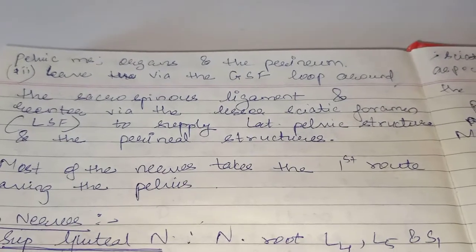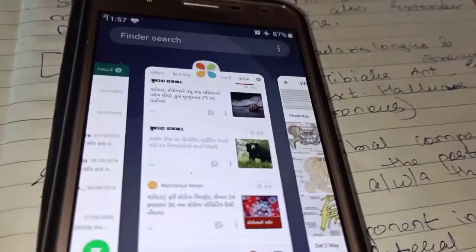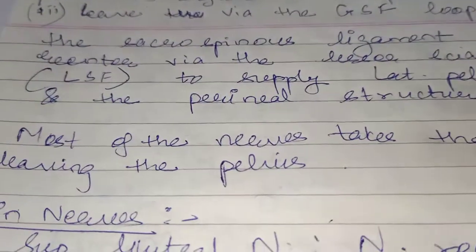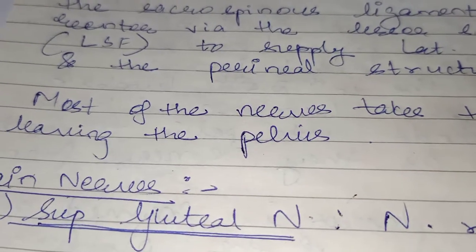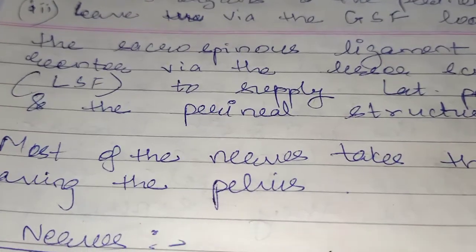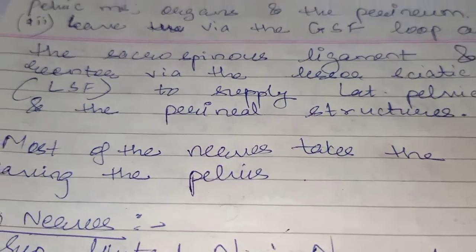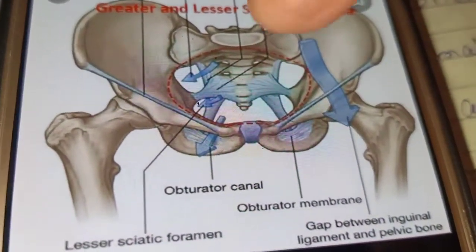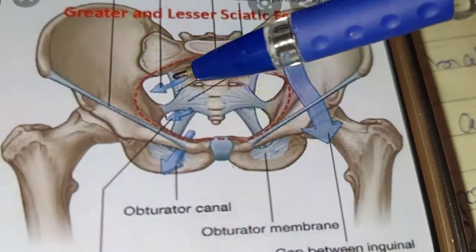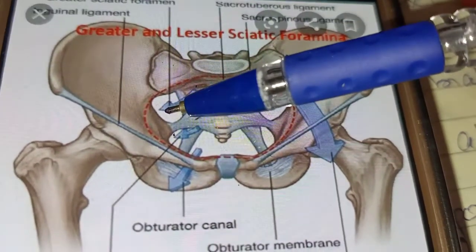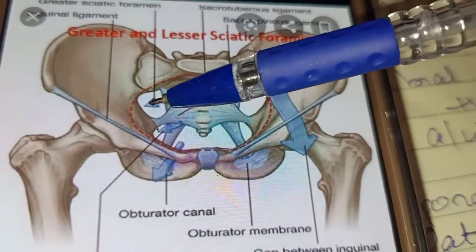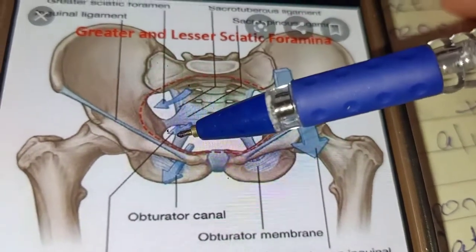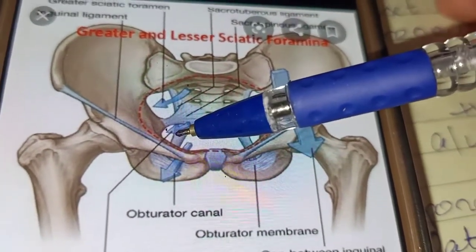Okay, so what is the next course? The nerves will leave via the greater sciatic foramina. They will loop around the sacrospinous ligament.